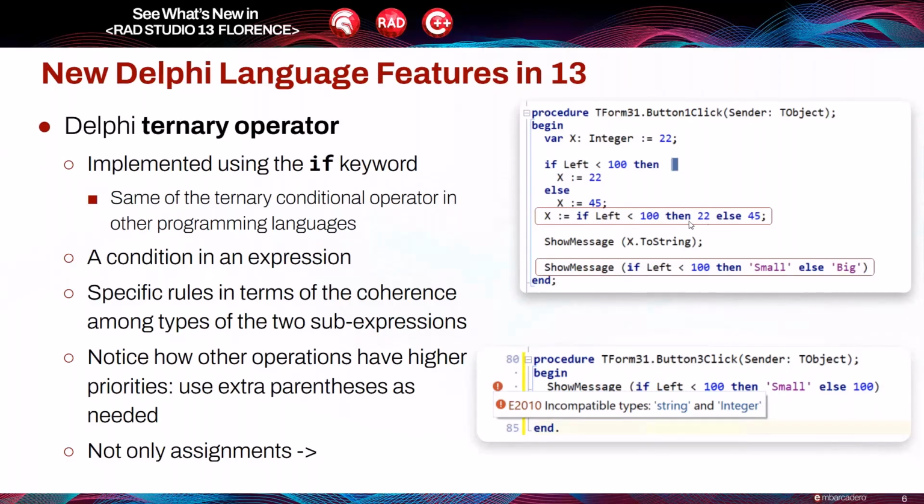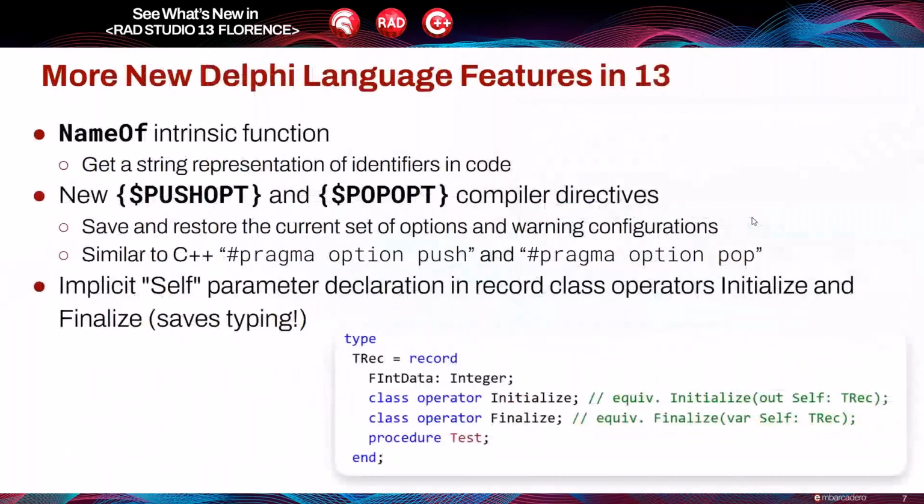Of course, this has specific rules. So, for example, you cannot mix types. If we follow this example, you couldn't define an integer and then on the else side define a string. So all that has been handled now by the compiler. As I said, very, very powerful and very, very handy stuff with this new ternary operator.